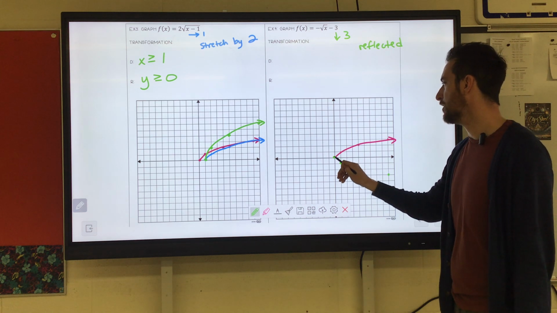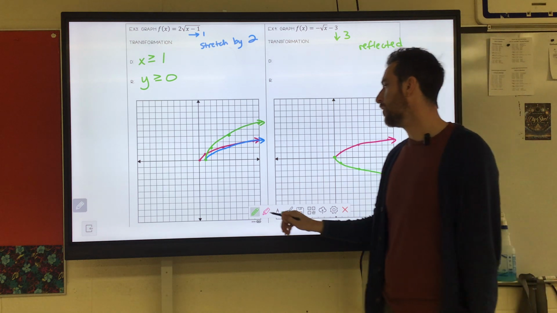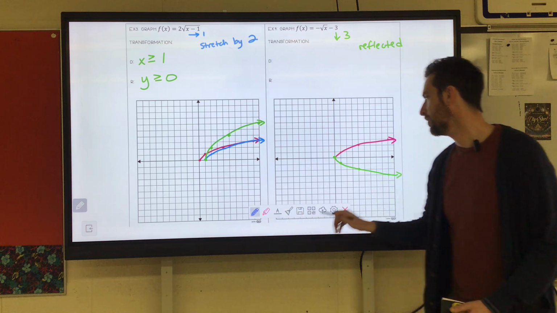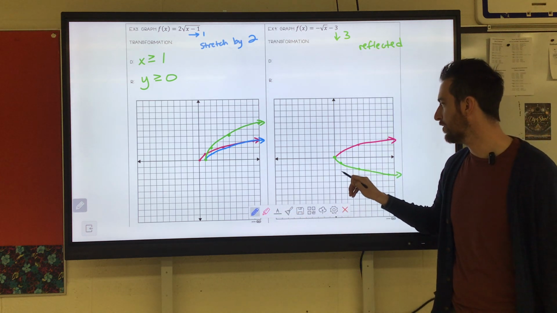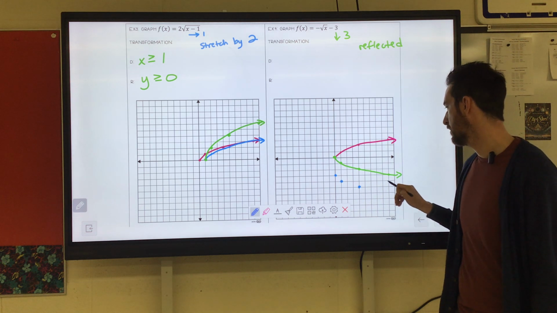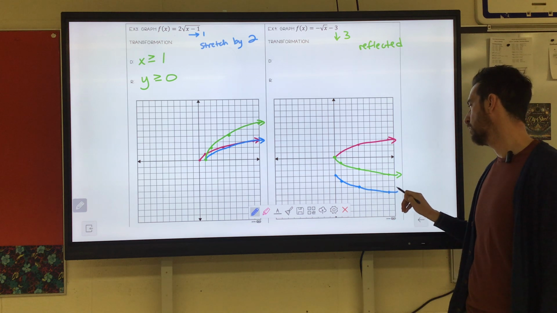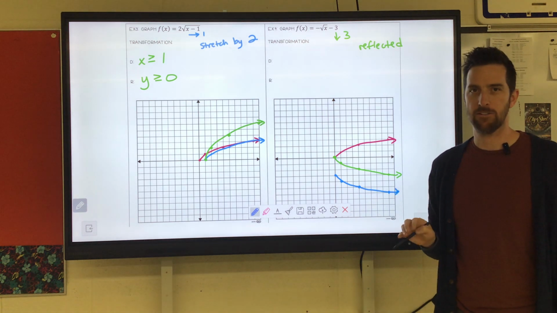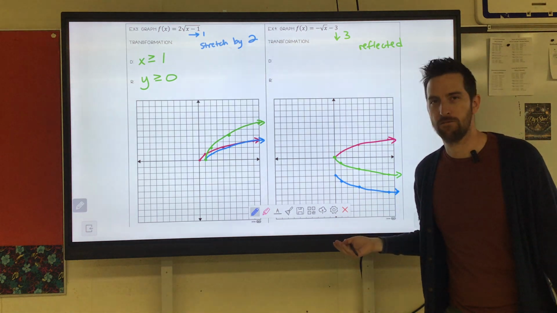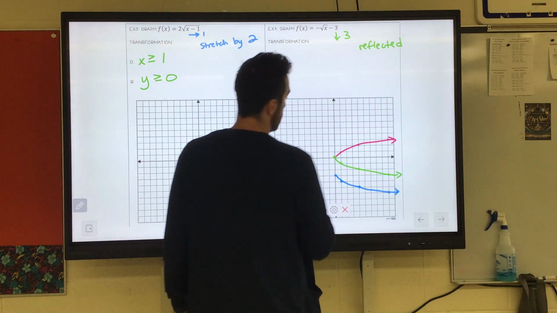So here is just a reflection, but we also have to take that reflection and drop it down 3. So if we took this green line and we moved everything down 3, so that blue line would be our final answer. It's got the reflection and it's dropped down 3. You could drop it down 3 first and then flip it upside down. That's fine too. Domain is left and right.